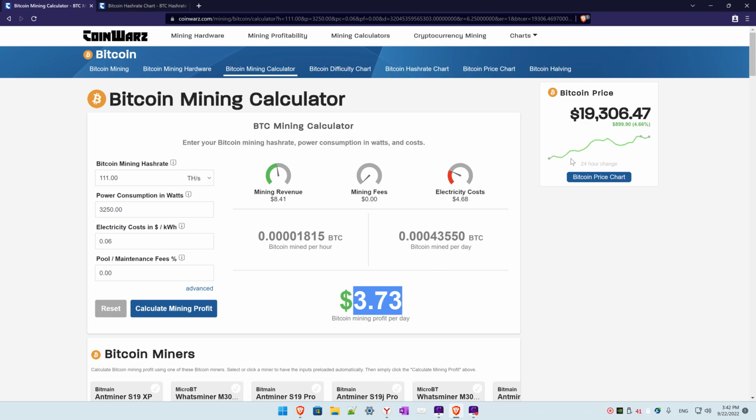Then you might think, oh, if Bitcoin goes from 19.3 to 25,000, it's not a big difference. It is a big difference, because this will go really high, and again, your expenses are not going to change. That's one of the great things about Bitcoin mining: your expenses always stay the same.